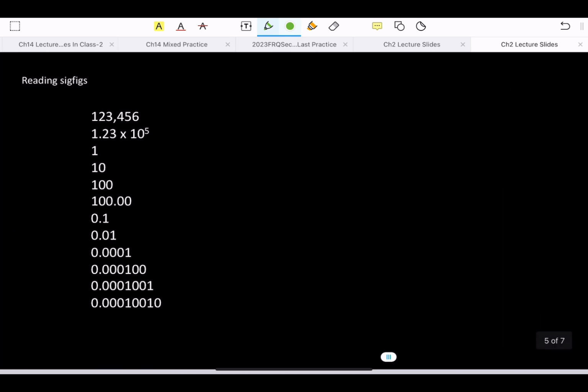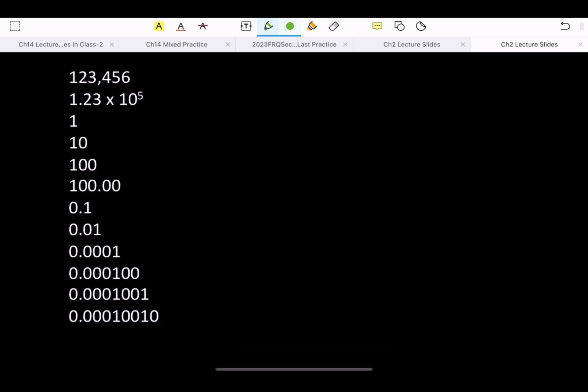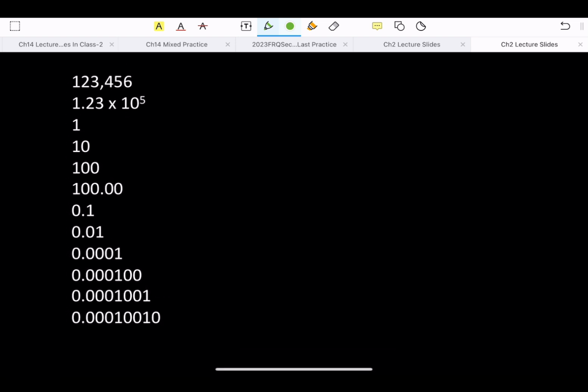All right, now how to read significant figures. Here we're just going to go through these and count the number of sig figs. Some of these are very easy. For example, this one has 6 significant figures. That one should be easy. Scientific notation is always easy because whatever is out front is significant. So this is going to be 3 significant figures. Now, this one is simple because there's only one digit, so it can only be 1.